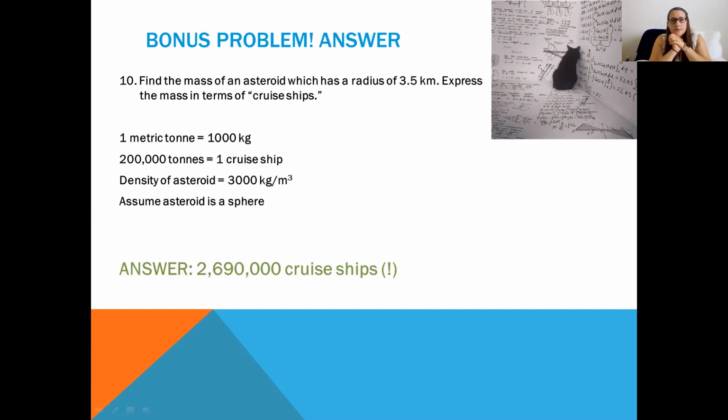So our density then we have right there, the units are kilograms per cubic meter, but unfortunately our volume units are now in cubic kilometers. So we need to convert cubic kilometers to cubic meters before we can plug that in there.